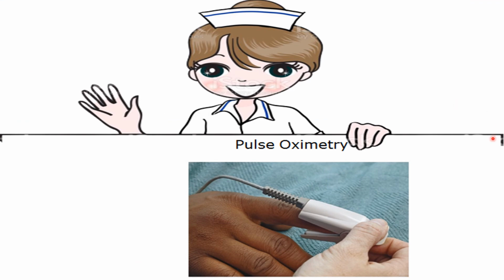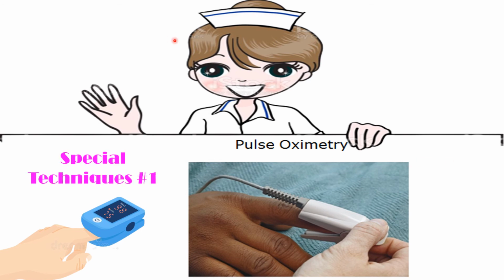Okay, so moving on to special techniques. Here we have the pulse oximetry. This measures the arterial oxygen saturation, or what we call SpO2, wherein a probe is placed on the patient's finger or earlobe.